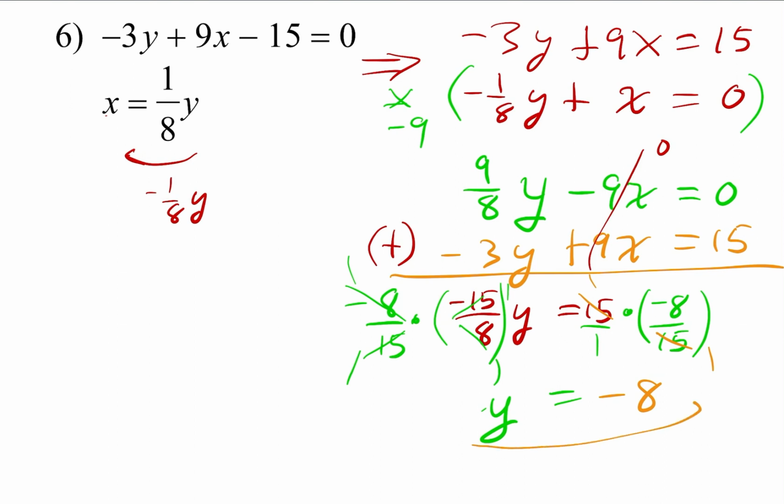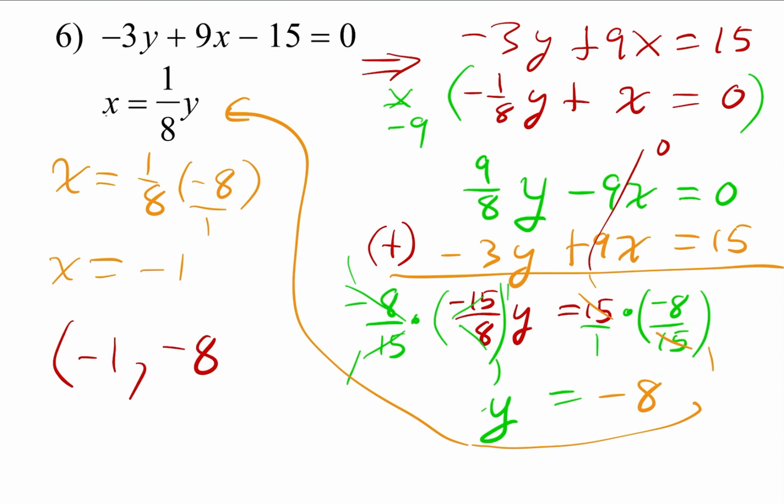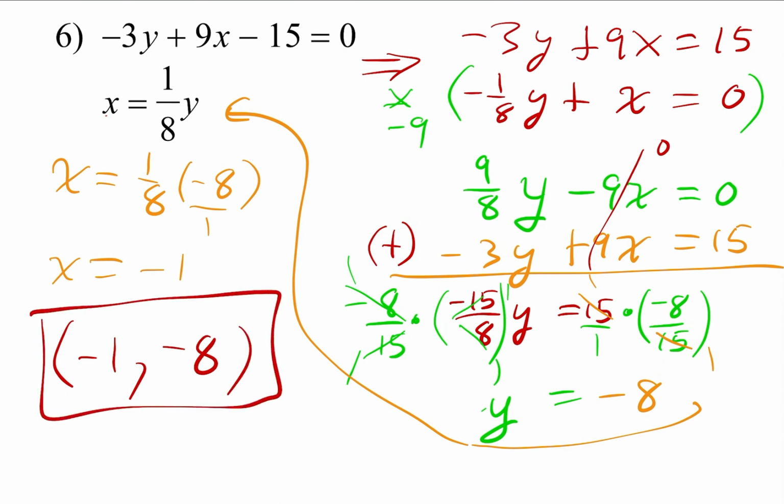Now, once I know that part, I can find x really easy by using this. So x equals 1/8 times negative 8. And so my answer here would obviously, as these cross-cancel, give me a negative 1. So your ordered pair is going to be negative 1, negative 8. Always put the x and then the y value. So that's when you have to rearrange and multiply one equation by one constant.